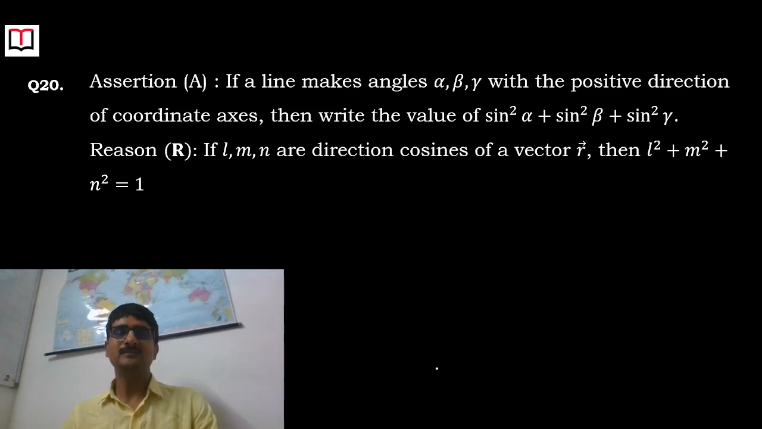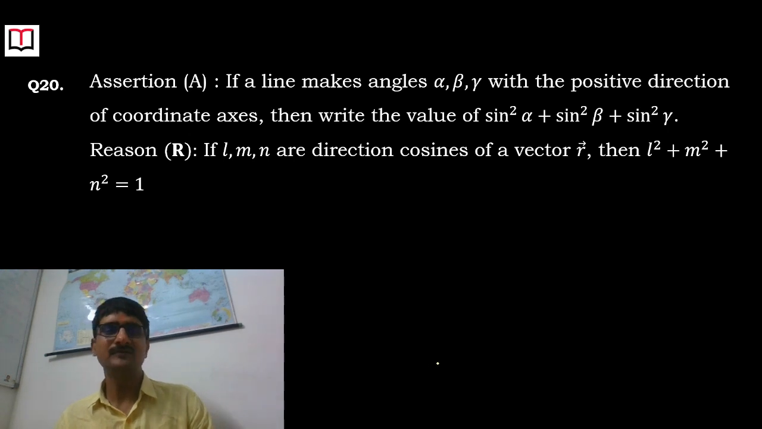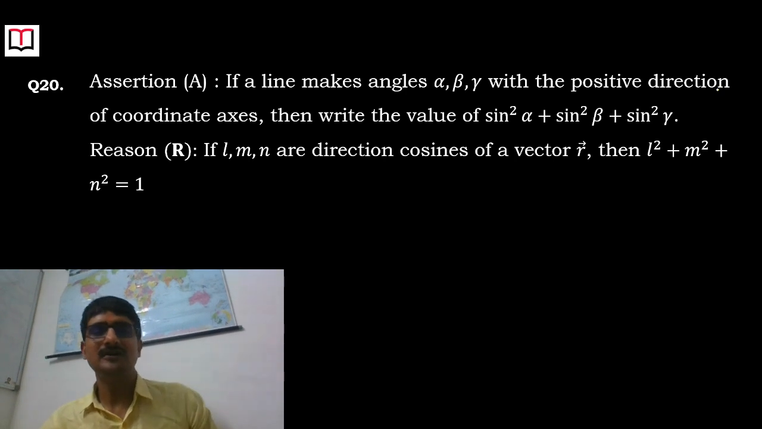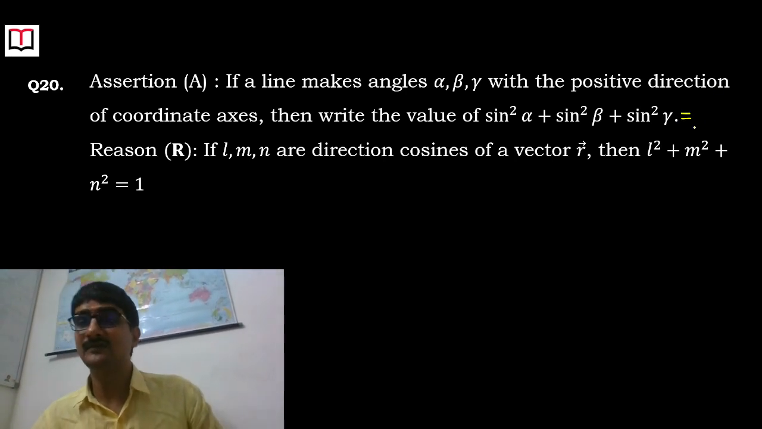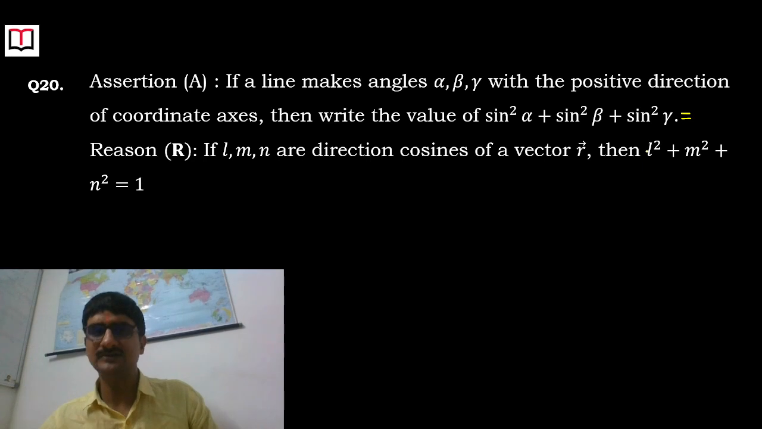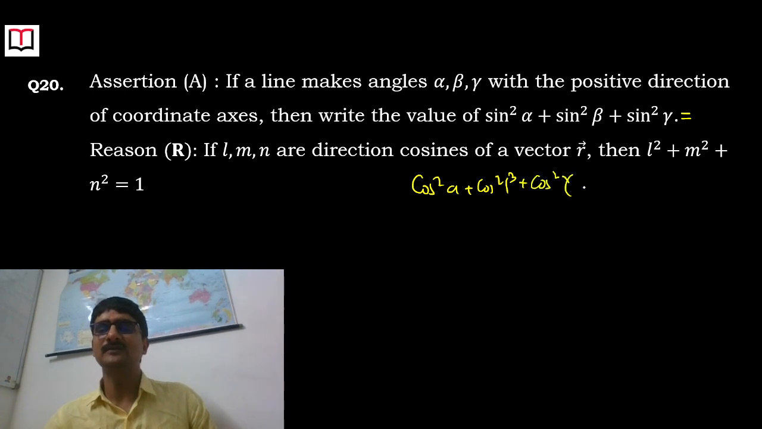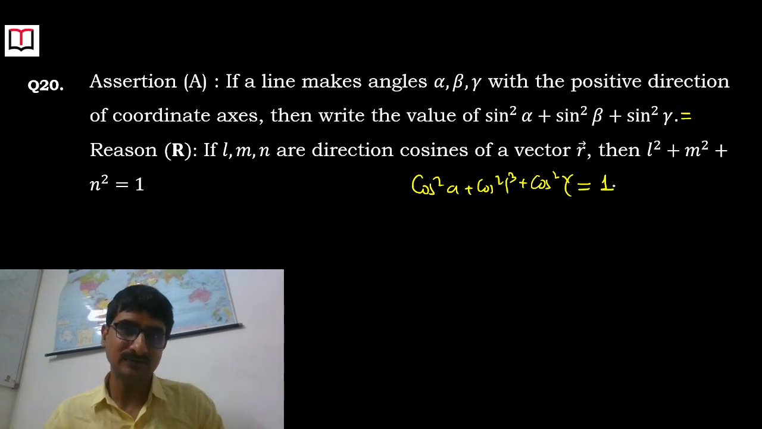Next, if a line makes angle alpha, beta, gamma with the positive direction of coordinate axes, then the value of sin square... I don't know what they have given, there's some missing term. See, we know cos square alpha plus cos square beta plus cos square gamma. If a line makes alpha, beta, gamma angle with the respective axis, this is nothing but 1. l square plus m square plus n square is 1.